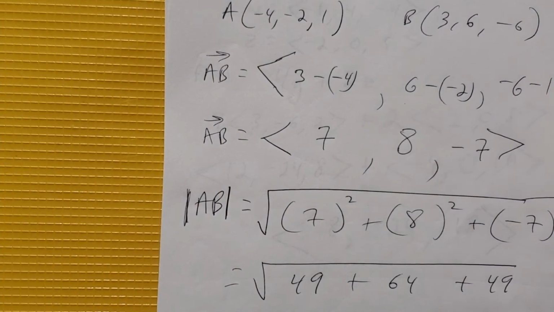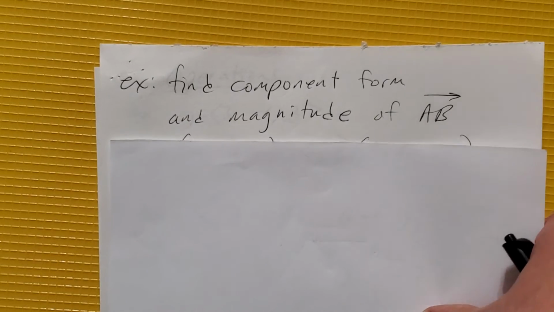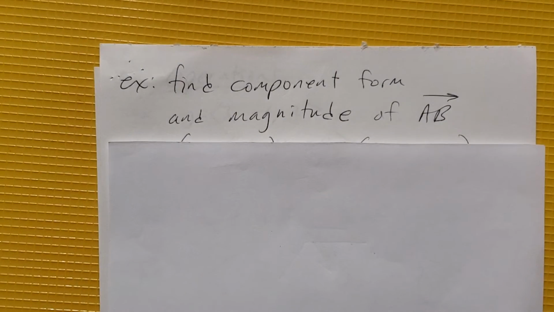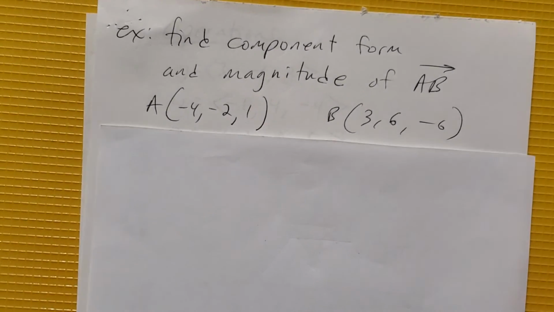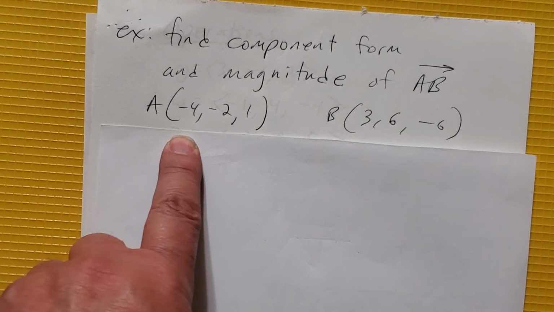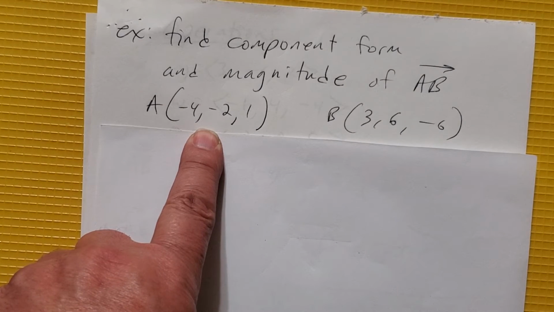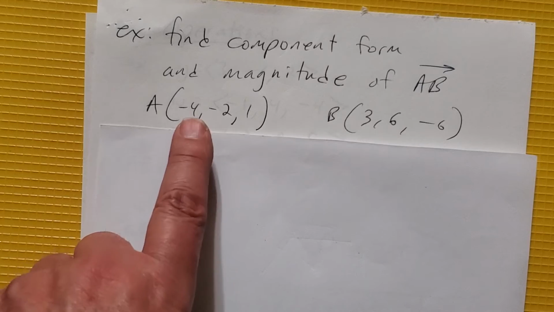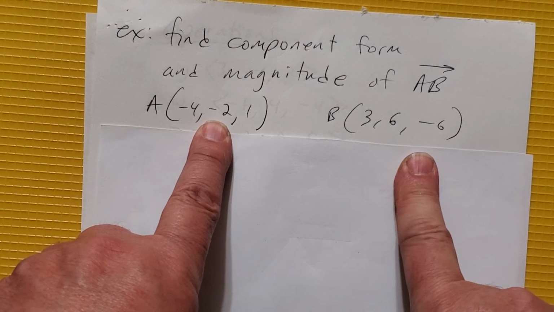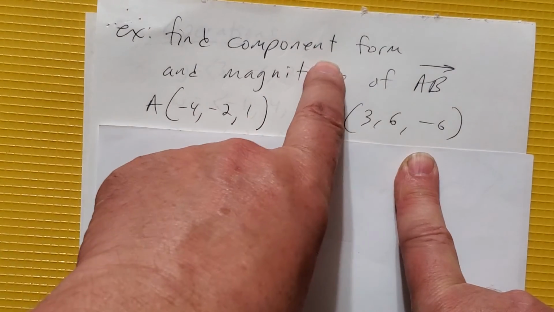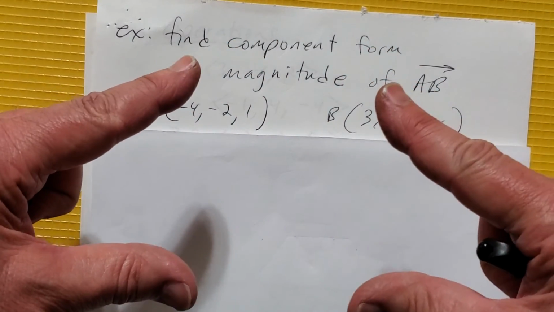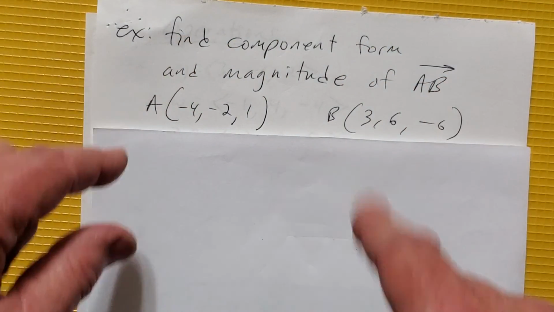Okay, so we can keep going with vectors in 3D. Find the component form and the magnitude. If I give you 2 points, if I say the vector goes from here, it doesn't start at the beginning 0, 0, 0. It starts here and it ends here. So what's the component form? With the V-shaped brackets and the 3 numbers in the middle.